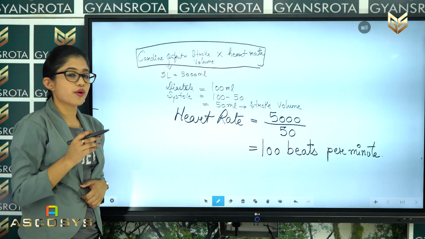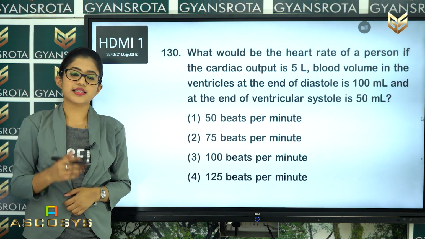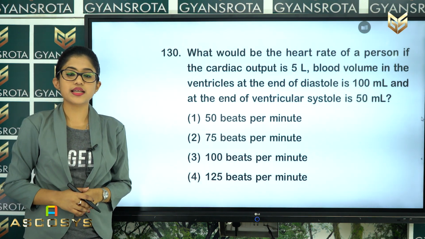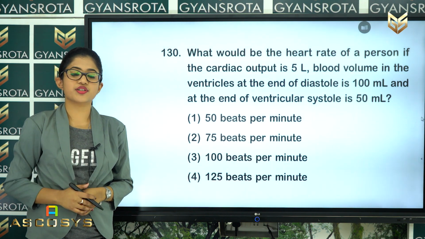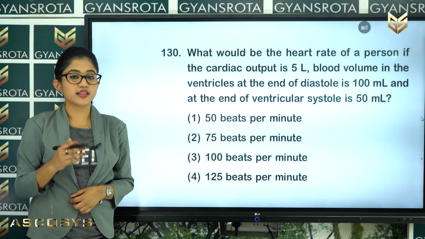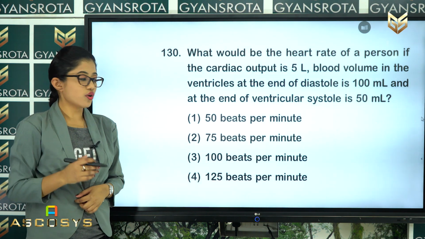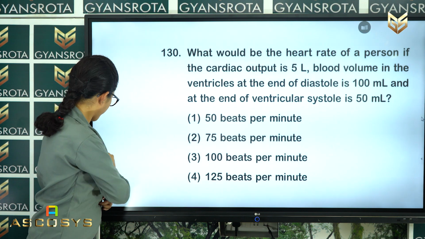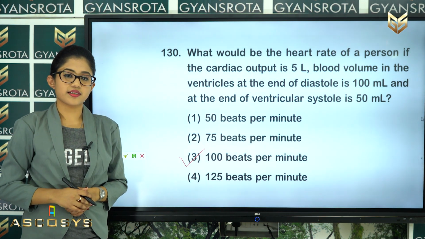So let's see the options which are given for this question. In the first option it has been given that 50 beats per minute. Second option is 75 beats per minute. Third option is 100 beats per minute, and the fourth option is 125 beats per minute. So option number 3, 100 beats per minute, is the correct answer.